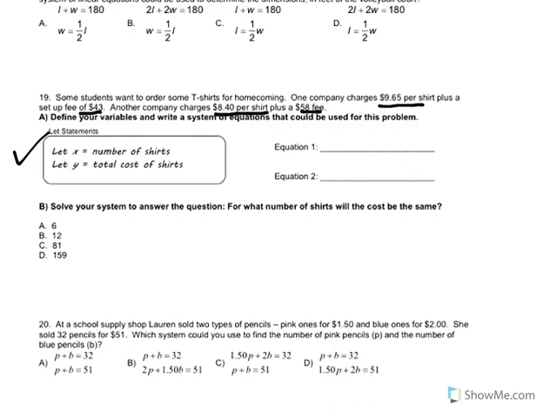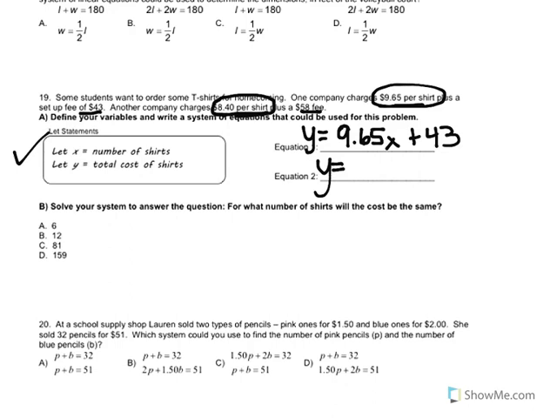So let's go ahead and write our equations. Anytime you see something that says per, that's going to be your slope. Okay, $9.65 per shirt plus $43. So the first company is going to be y equals $9.65x plus 43. And then the second one, we'll write y equals $8.40x plus 58.